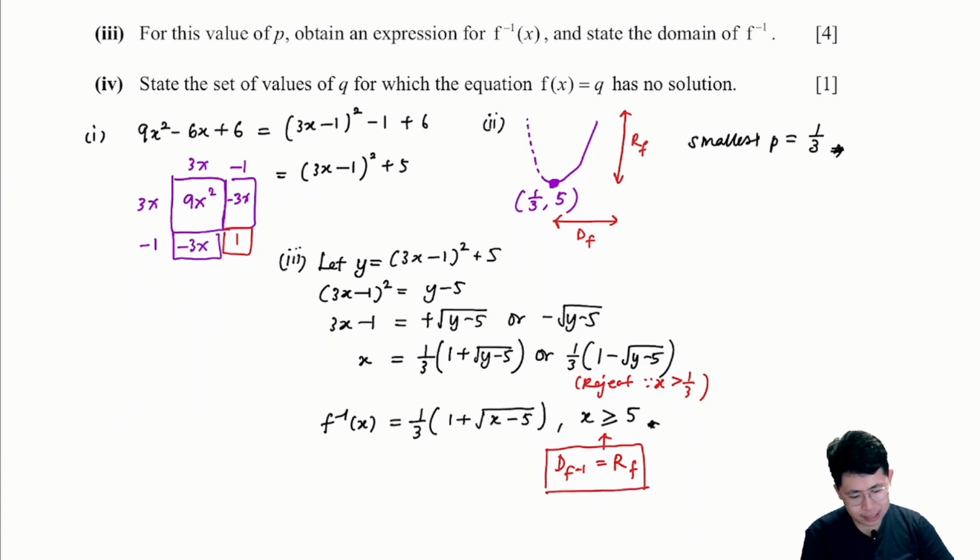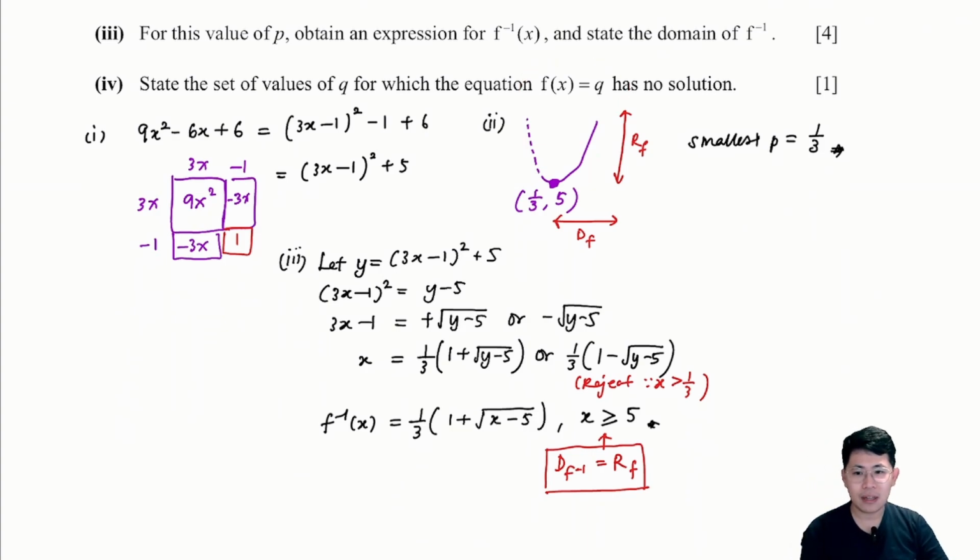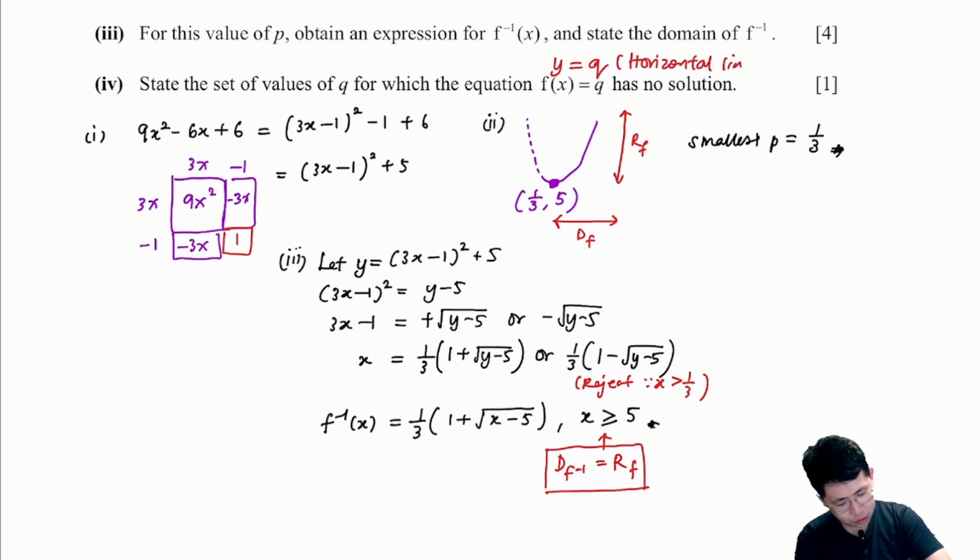Last but not least, state the set of values of q for which the equation f(x) equals q has no solution. This means we will be looking at y equals q, which is a horizontal line. The horizontal line has no solution where it is below the graph. If we have a line over here, we have an intersection, and with an intersection we have a solution. If the line is below this curve, there is no intersection, so there will be no solution.